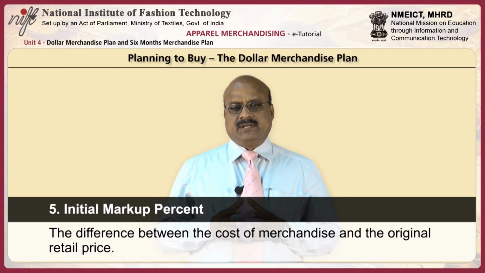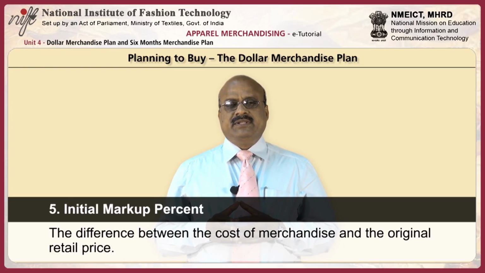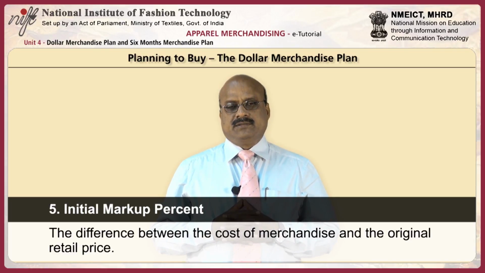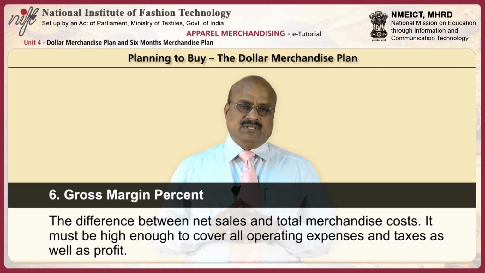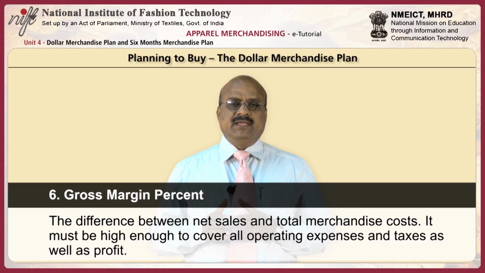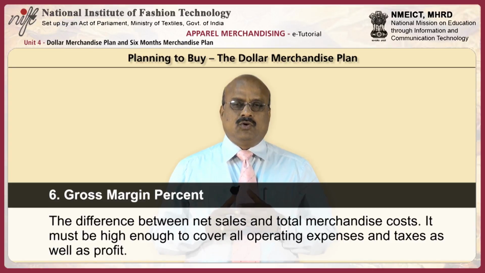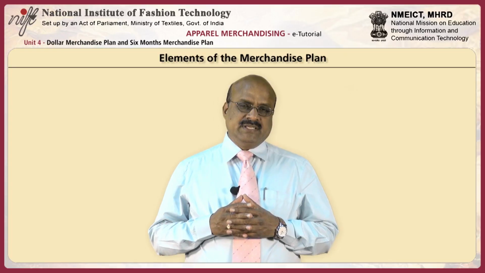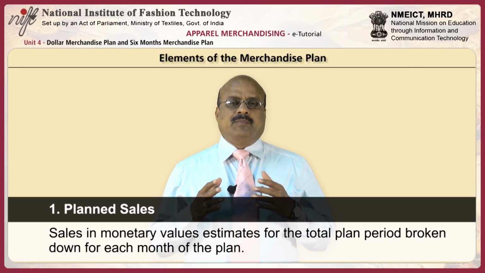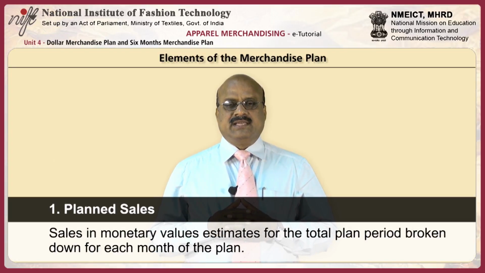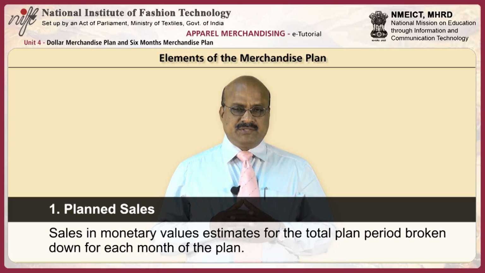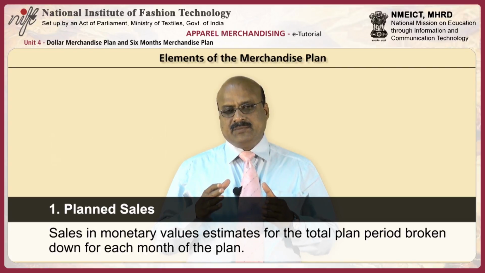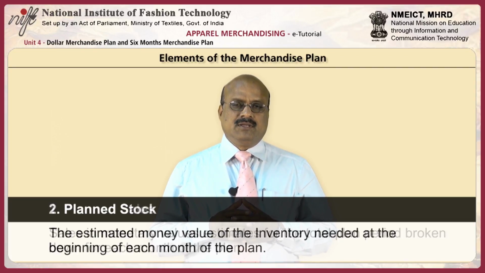Initial markup percent. This is the difference between the cost of merchandise and the original retail price. Gross margin percent. This is the difference between the net sales and total merchandise costs. The key elements of merchandise plan are: 1. Planned sales. This is the sales in monetary values estimates for the total plan period broken down for each month of the plan period.